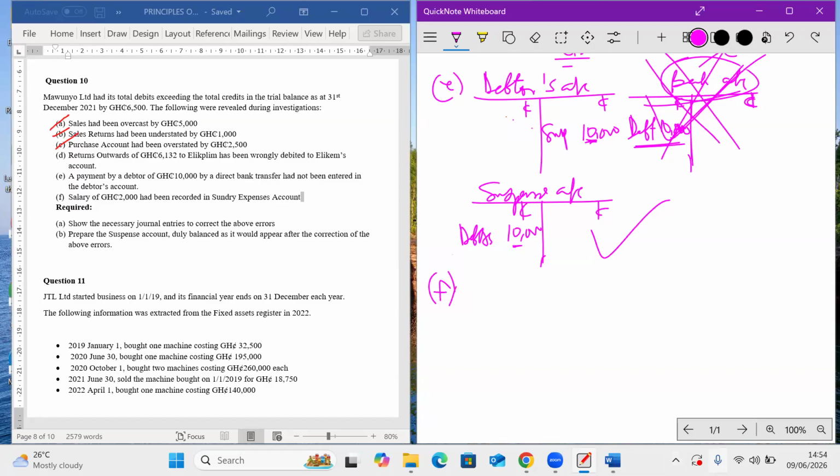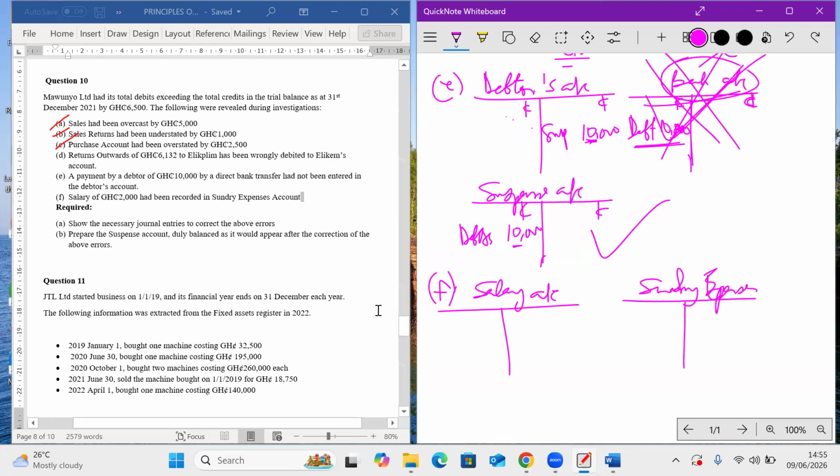Okay, F. What's the first step? Identify the accounts involved. Yes, what are the accounts? Salary and sundry expenses account. Sundry means various expenses or other expenses. Okay, that's the first step: identify the accounts involved.